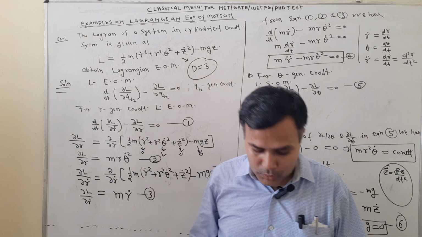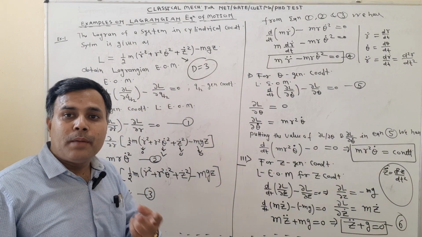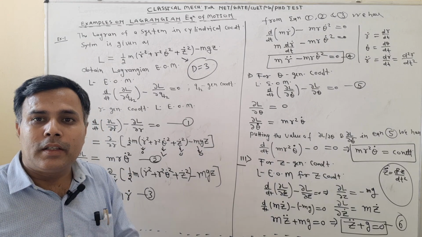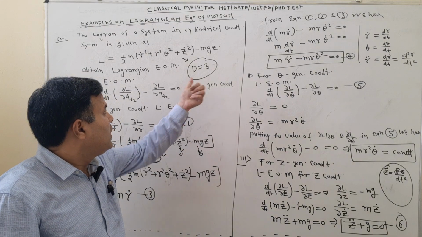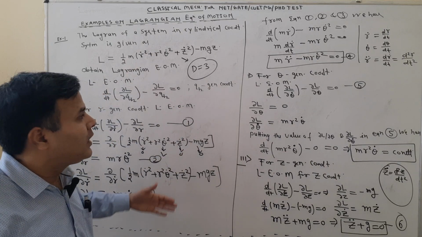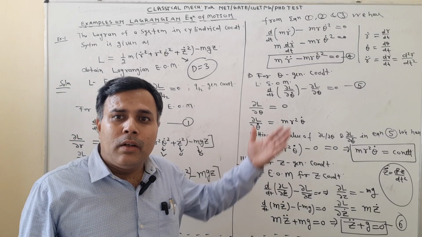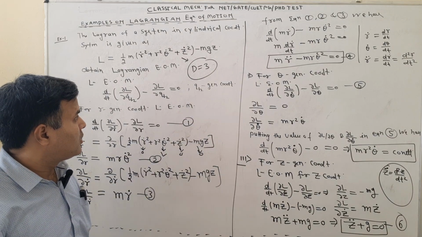Lagrangian equations of motion. So there are three Lagrangian equations of motion because we have three different generalized coordinates. Corresponding to three different generalized coordinates, we have three different equations of motion, and three degrees of freedom. So in this example, we can formulate a lot of objective questions from this long answer question.